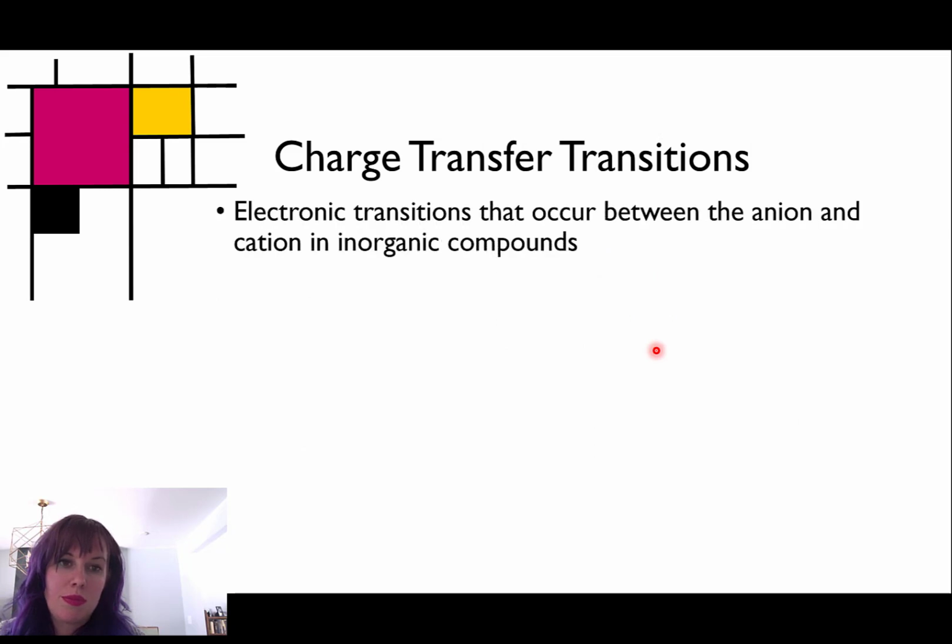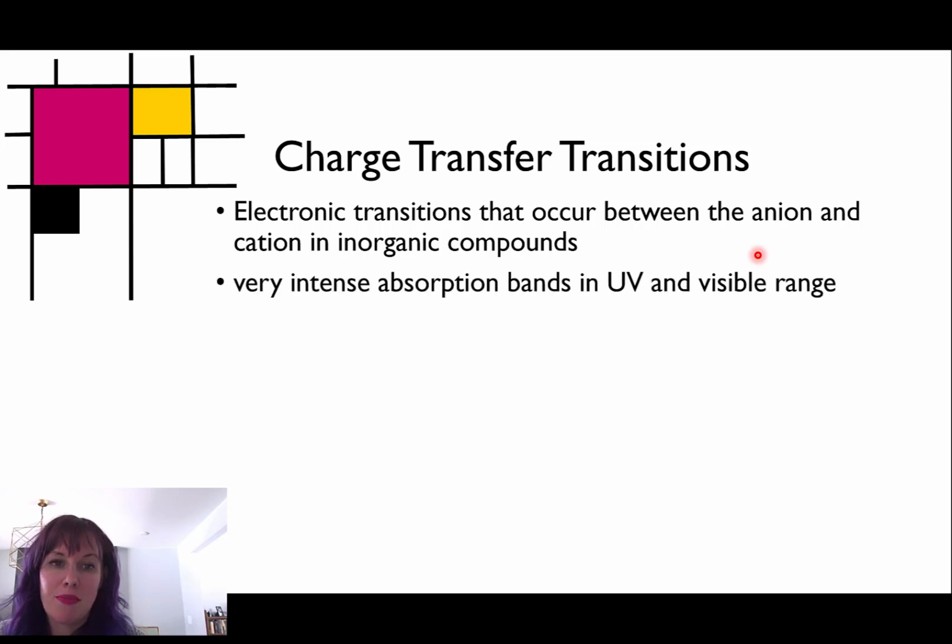So there's another type of mechanism for color besides d-d transitions, and those are charge transfer transitions. Electronic transitions that occur between an anion and a cation in inorganic compounds, and it could actually be between two cations. They don't have to be a positive and a negative, but typically they have pretty intense absorption bands in the UV-visible range, so they often absorb more intensely than d-d transitions.